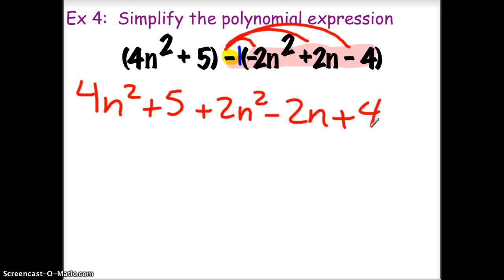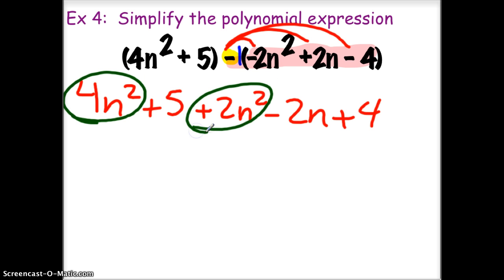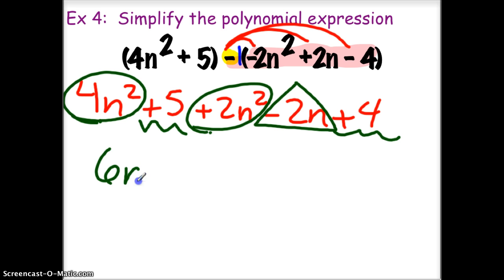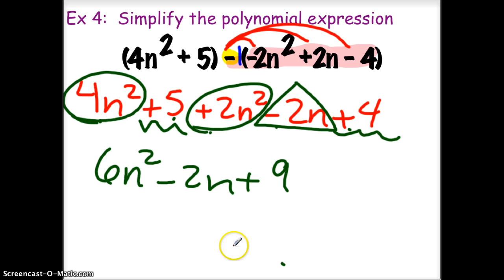I'm going to go through and mark my like terms. So let's see, I've got n squareds, I've got n's, I've got constants. So let's see, n squareds, 4n squared and 2n squared is 6n squared minus 2n. 5 and 4 is plus 9. So I've got 6n squared minus 2n plus 9. Again, that's a trinomial in this case since there are 3 different parts, and it's got degree 2 because that's the biggest exponent.